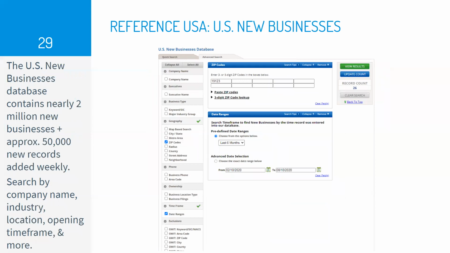And much like Reference USA, US businesses, US new businesses is a hyperlocal customizable database used to build a list of potential competitors. You can search for businesses that have opened within the last 2 years up to the last week. Remember, it's important to regularly research your competitors, current and future, and continuously refine and update.